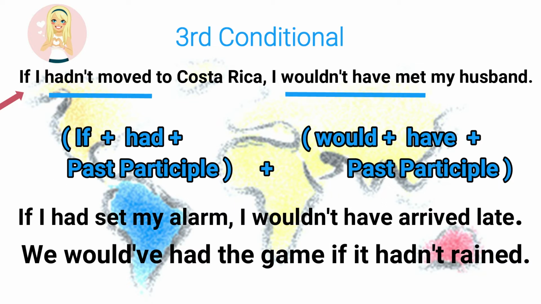And finally, we would have had the game if it hadn't rained. Again, I changed the order of our sentence, but we can still find our if. And I can see in my if clause the negative verb hadn't, which means in reality it did rain, because we're imagining the opposite of what really happened. And in the consequence, I'm using a positive verb, would have had the game, which means in reality we did not have the game.